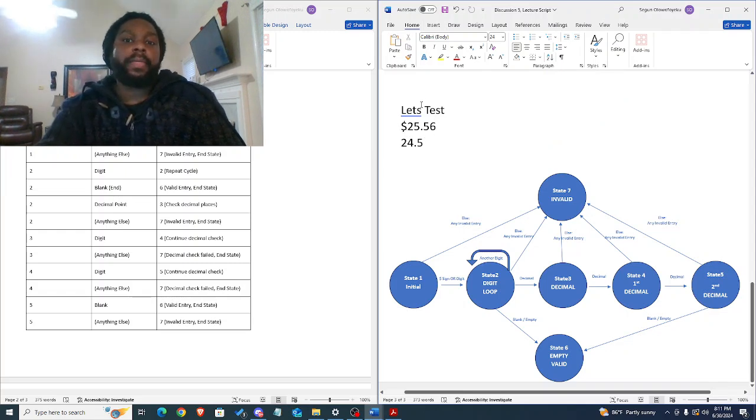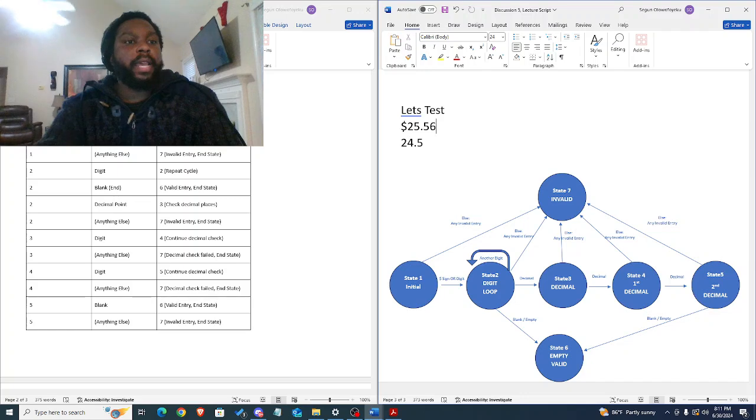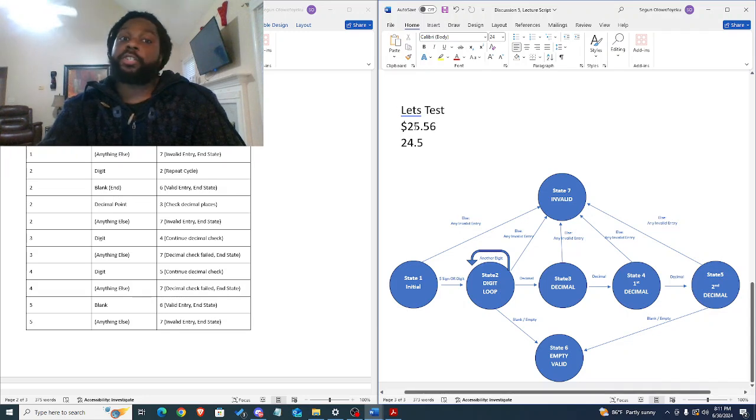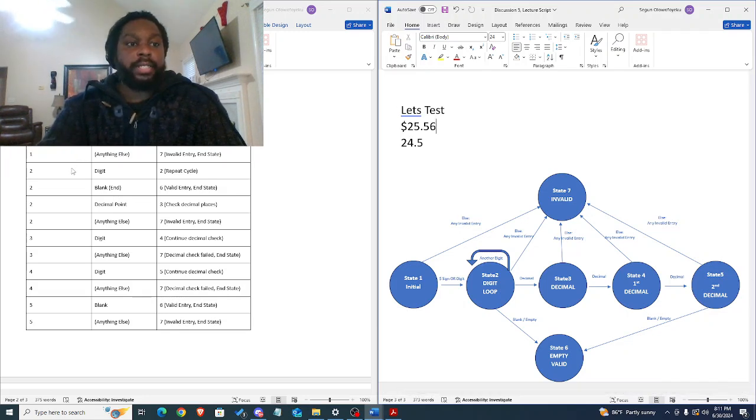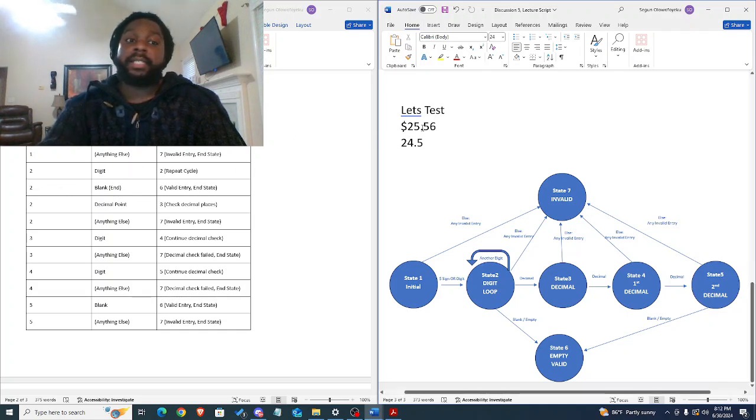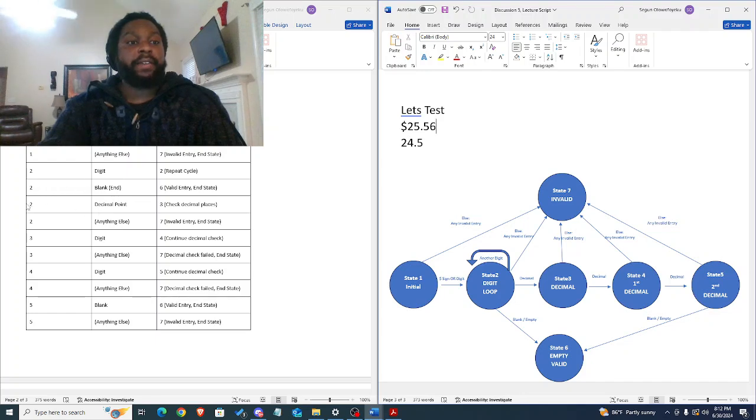Let's start with this. So starting off at state one, our first input is a dollar sign. And so in state one, we move on to state two, just like we have in our chart. Our second input is 2, a digit. And so, since it is a digit, we can move back onto state 2 because this is a repeating cycle. After that, our third input is a 5, which is another digit. We repeat the cycle again. Our third input is a decimal point. And so now we have state 2, decimal point. We move on to state 3.